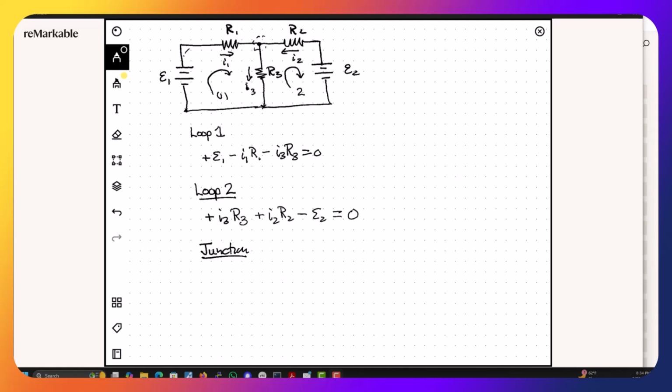And then the junction rule. The junction is I1 plus I2. Those are incoming, entering the junction. They're pointing in, equals I3 exiting. Okay, so these are the 3 equations that you would need to solve. You have 3 equations, 3 unknowns.